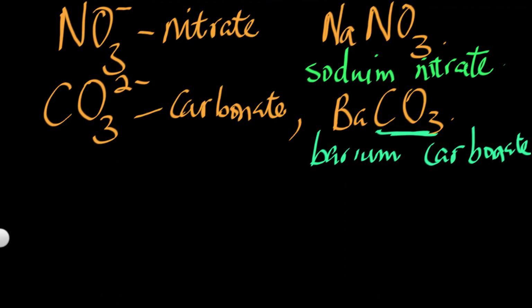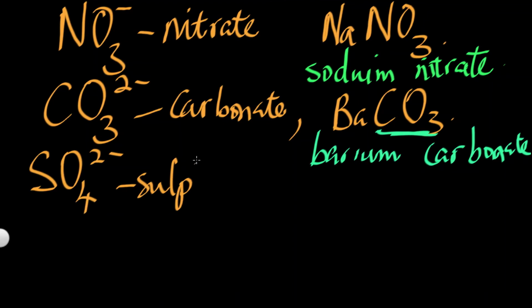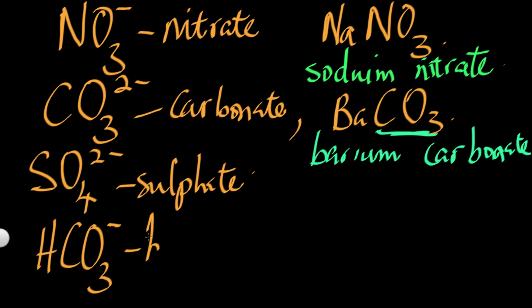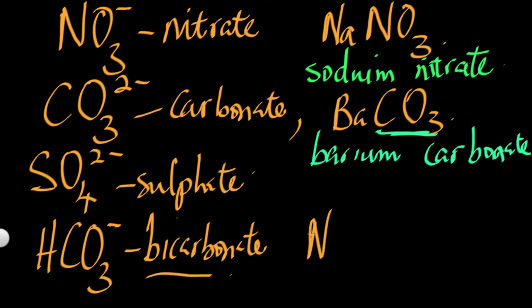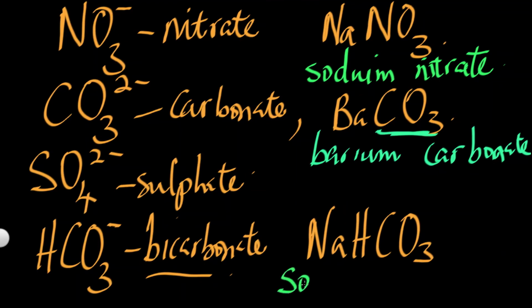We have many. Let me just write some of them. SO4 2 minus. This is the sulfate ion. We can also have bicarbonate. If I put HCO3 minus, we call it the bicarbonate ion, bicarbonate. So much that if I write NaHCO3, we call this sodium bicarbonate, which is the bicarbonate of soda that most people use, baking soda, not baking powder. So we get sodium bicarbonate, or what people call the bicarbonate of soda.